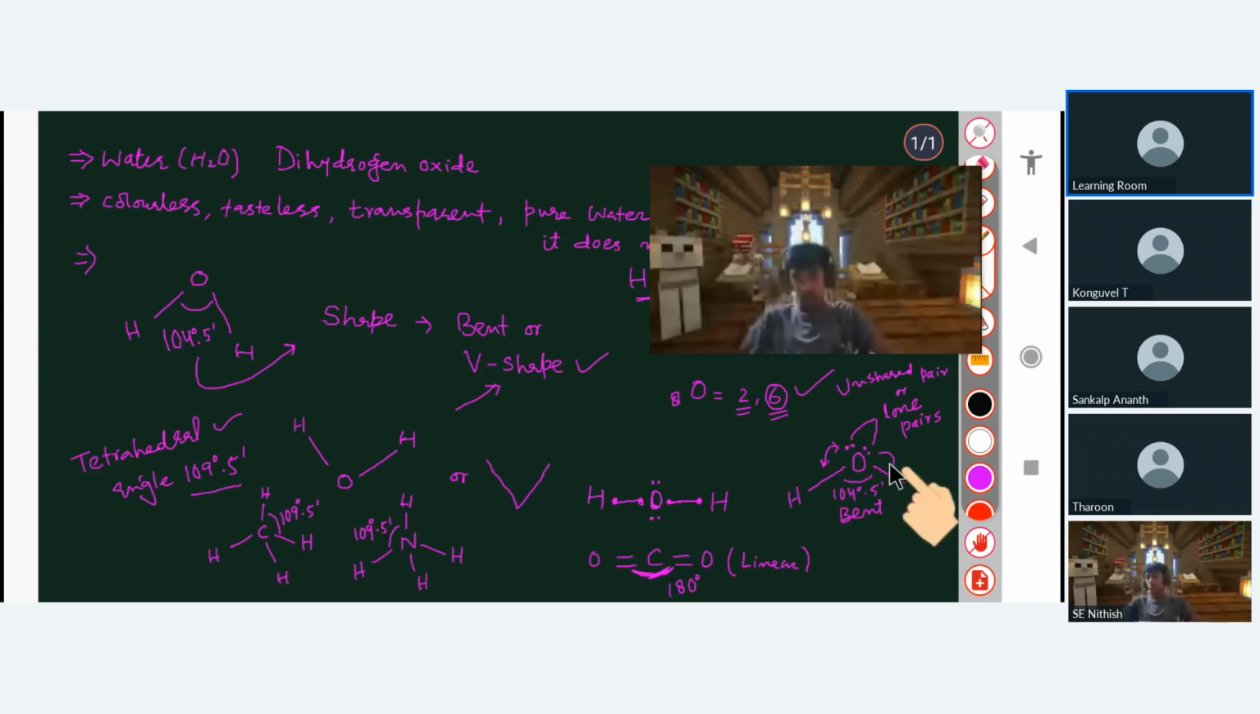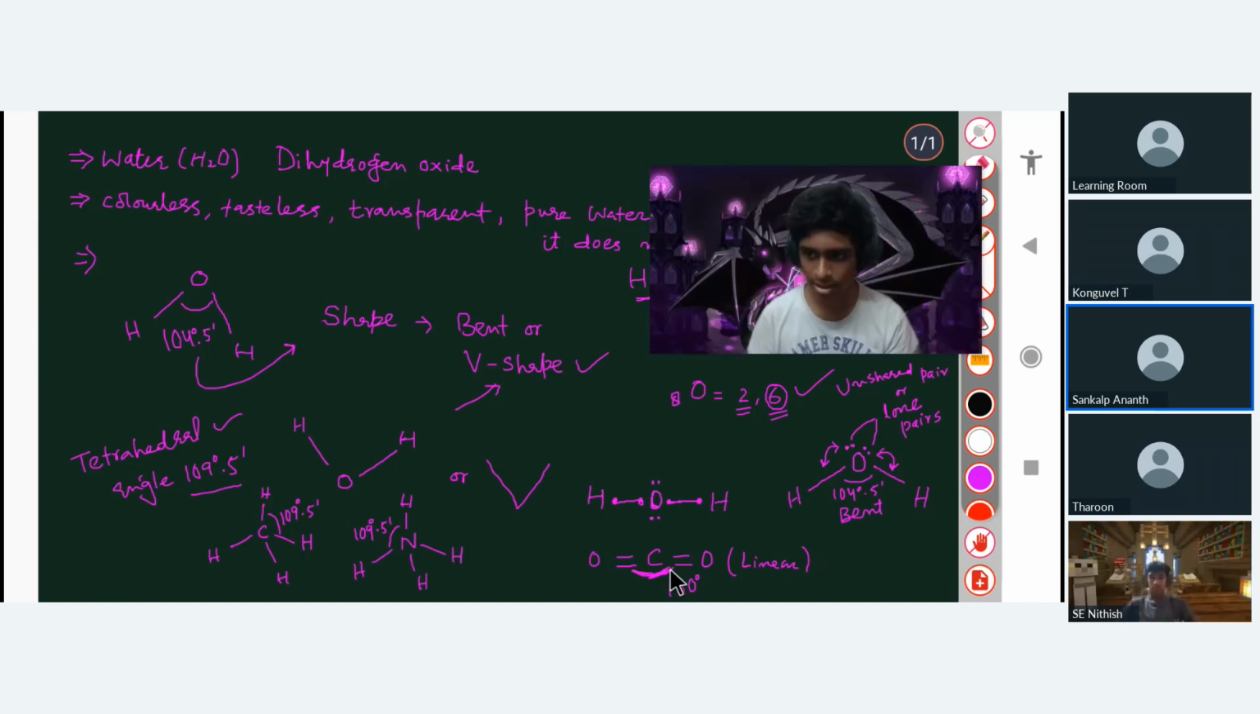So it will decrease and it will remain only 104 degrees. Sir, like in a carbon dioxide compound, the valence electrons in the carbon is 4, and there are 2 oxygens. In one oxygen atom, there are only 6 valence electrons in the outermost shell. So totally there will be 4 empty electrons.